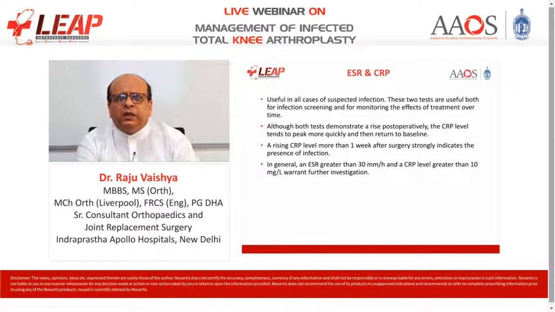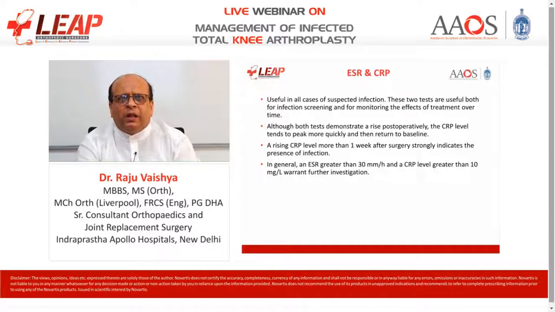A rising CRP level more than 1 week after surgery should strongly give you a suspicion of the presence of underlying infection. In general, an ESR greater than 30 millimeter per hour and a CRP level greater than 10 milligram per liter warrant further investigation and should be taken as infection until proved otherwise.